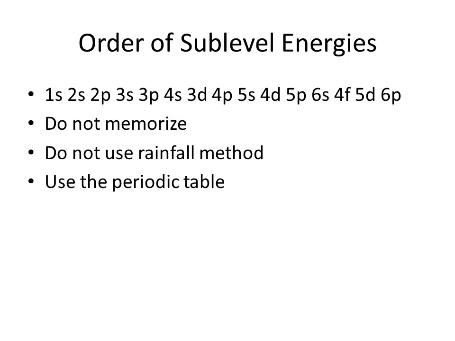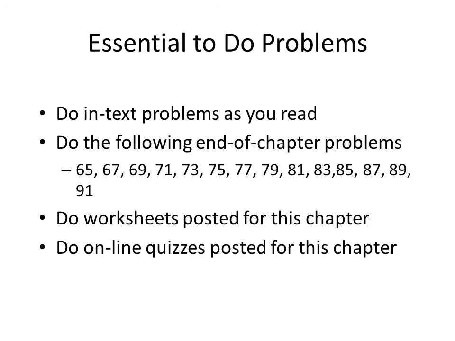The order of these sublevel energies is given right here in this first line. But I don't want you to memorize that order, nor do I want you to use the rainfall method, which is sometimes taught in high school. I want you to use a periodic table to get your electronic structure. It tends to be a little bit less likely for mistakes to be made.